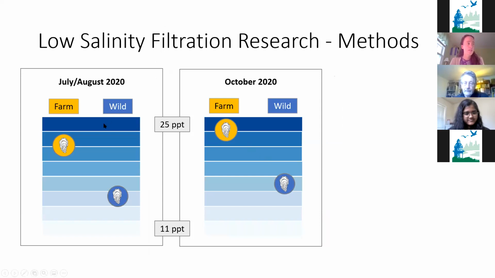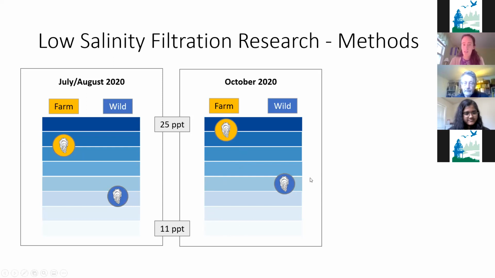So the general methods can be explained by this figure. Here you will see all 4 normal salinity experiments grouped by season. So the left side has the warmer months and the right side has the cooler months. The oysters in colored circles represent the average salinities for each group of oysters, each set of 18 oysters, and what they were exposed to during their first filtration experiment. So for example, the farmed oysters that were examined in October of 2020 were tested at a normal salinity of about 24.5 parts per thousand. And just to show you all, this schematic does go all the way down to 11 parts per thousand.